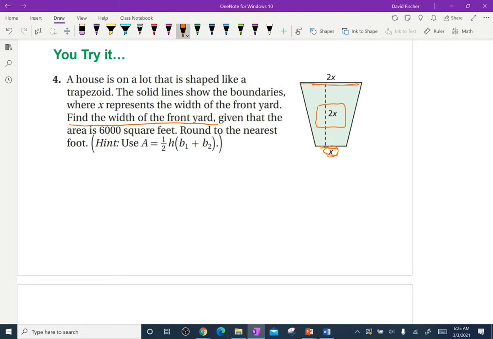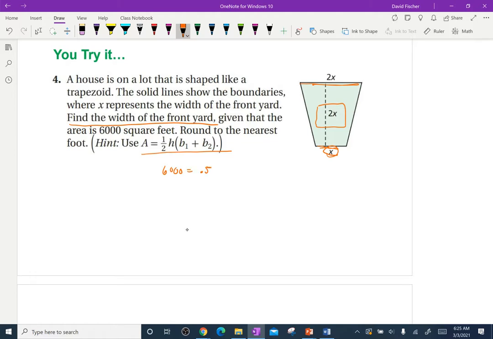They said the area is 6,000 square feet. They gave us the area of a trapezoid. Again, we want to start memorizing that: base 1 plus base 2 times 1/2 my height. Let's plug all the numbers in. I got 6,000 equals, I like to use the decimal, 0.5.